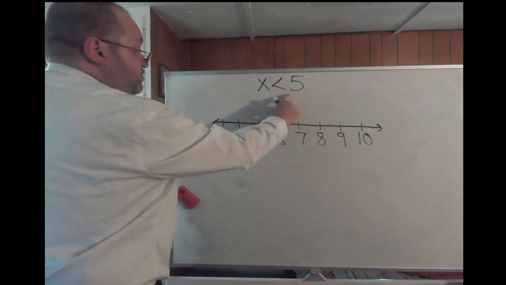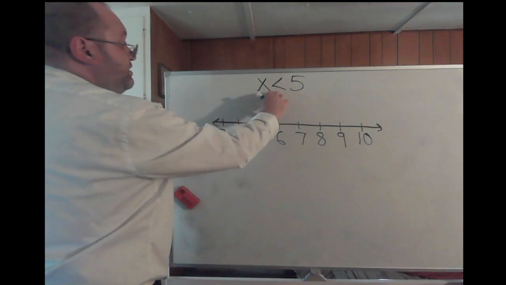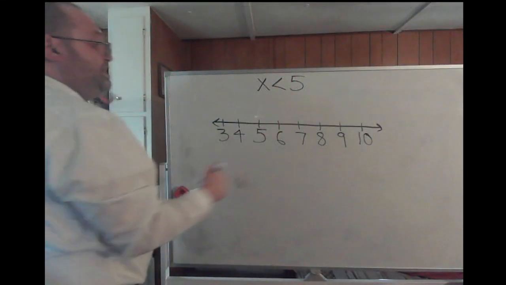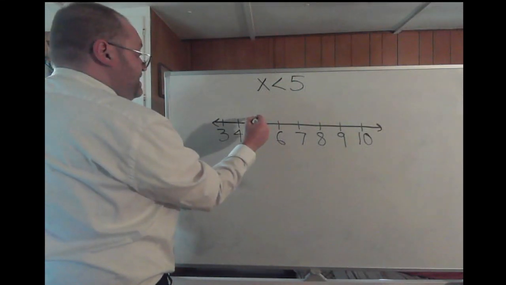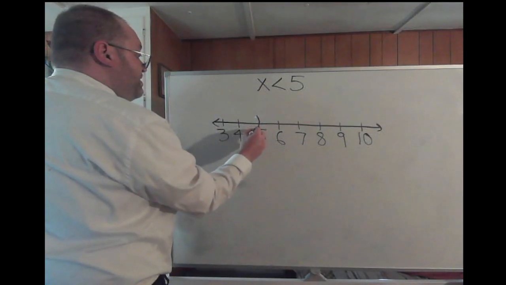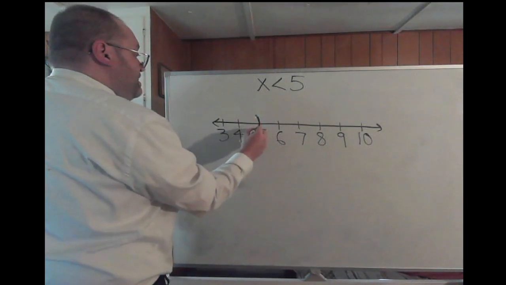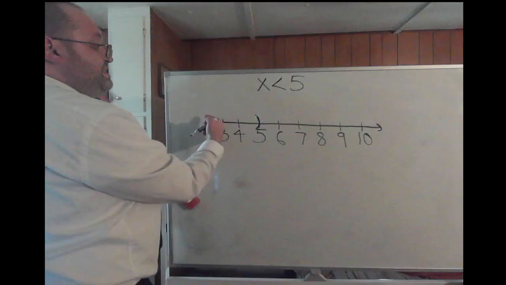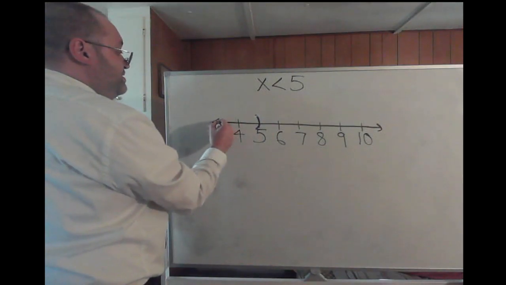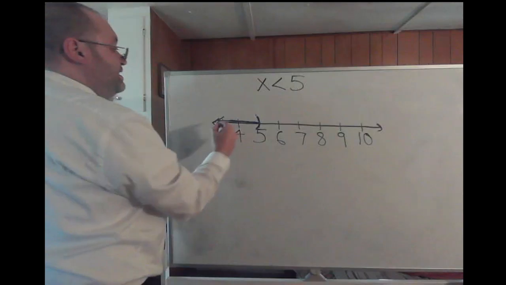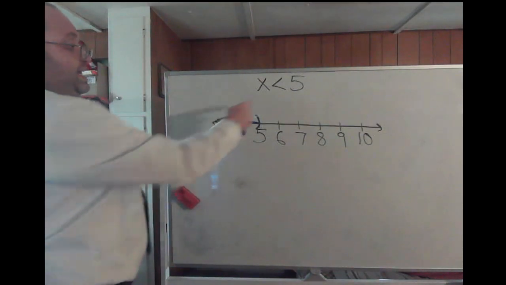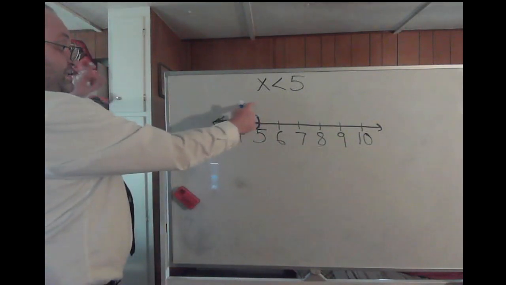It's not equal to 5. It's not less than or equal to. It's just less than. Since it's just less than, you're going to put an open parenthesis with the open part of the parenthesis facing every number that's less than 5, going to the left. Then you'll do some nice shading here. You'll draw an arrow at the end to denote that x is less than 5.